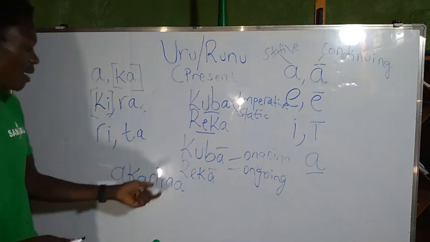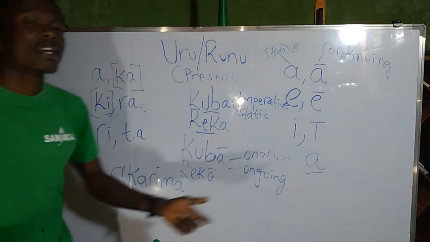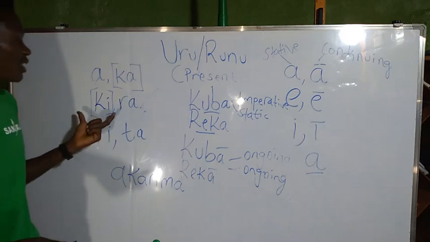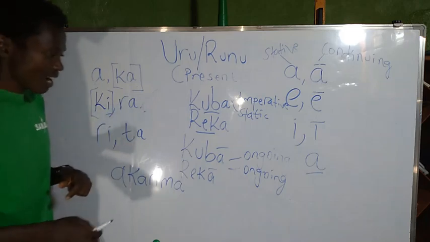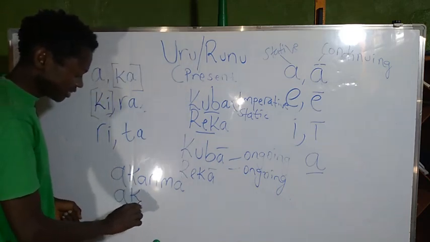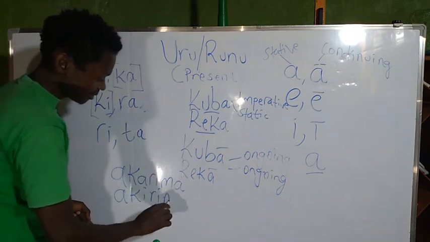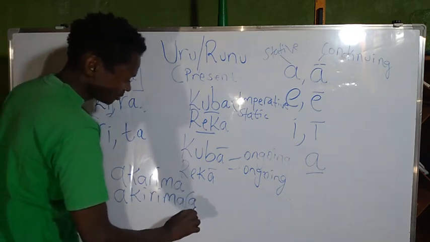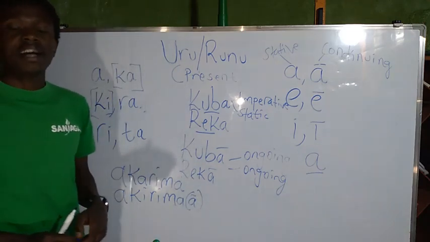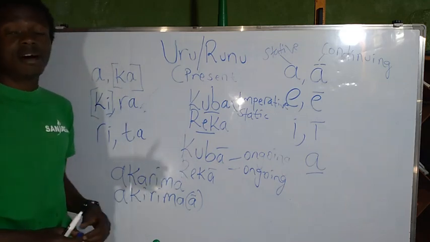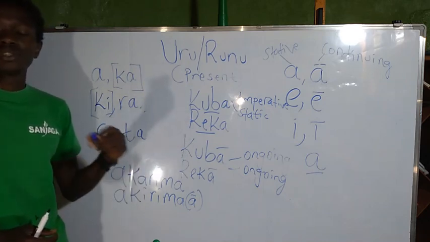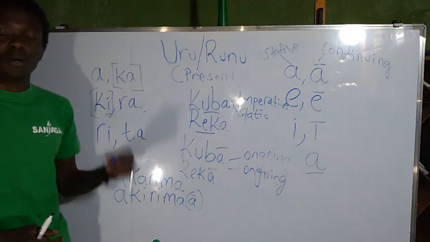You can also say akarima, still digging. But the best one to input there is ki. Akirima. Ki. Ri. Or both. Akirima. Murimi akirima. The farmer is still farming. Musomi akisoma. The student is still pursuing their study.